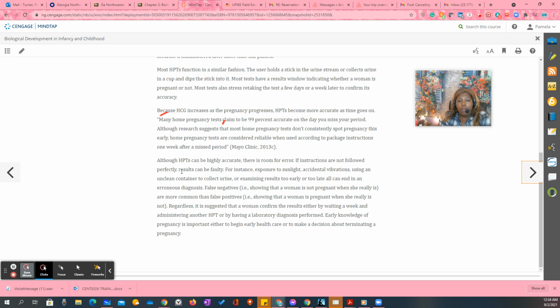Okay. Although early home pregnancy tests can be highly accurate, there's room for error. Like if you didn't follow the directions, or if it's exposed to sunlight, accidental vibration, an unclean container, all of those good things can happen.